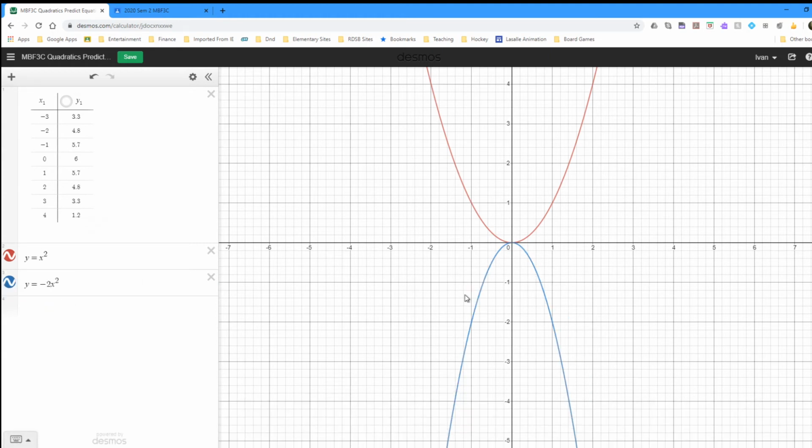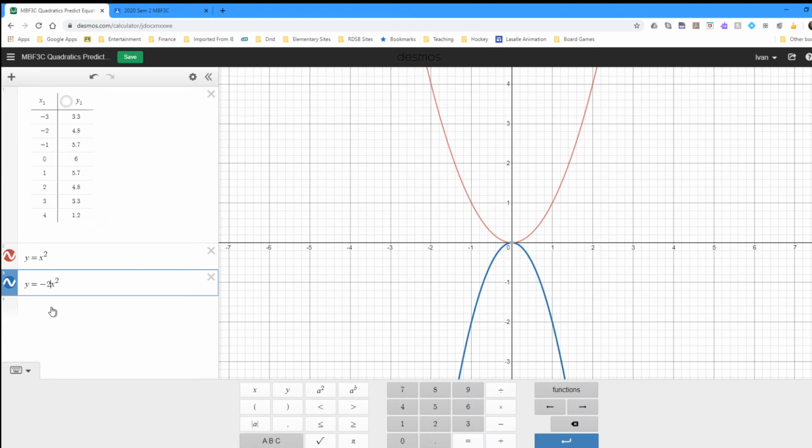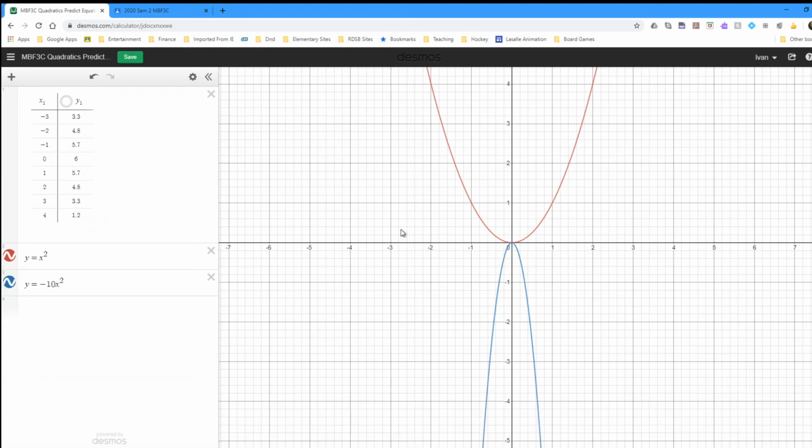Is that the same shape? The bottom parabola now looks narrower than the top parabola. What if I change the equation to -10? Whoa, that's a much more dramatic, narrower parabola.